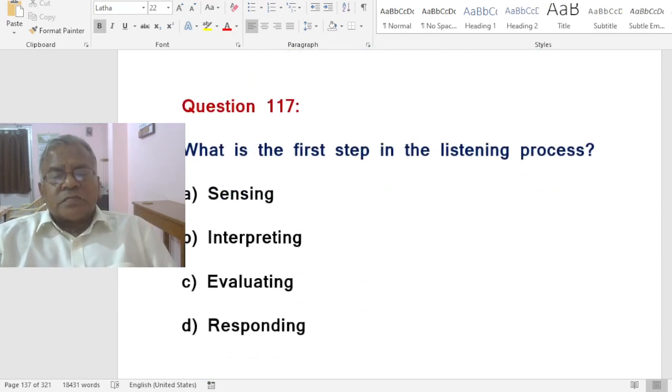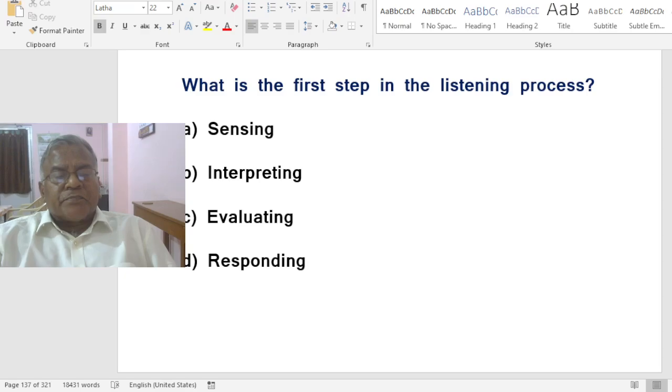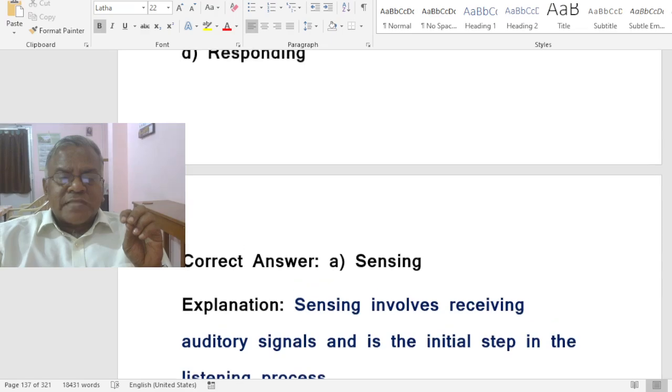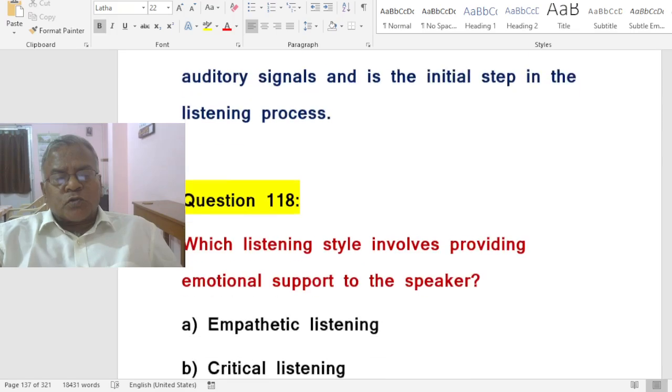What is the first step in the listening process? A. Sensing. B. Interpreting. C. Evaluating. D. Responding. What is the first step in the listening process? That is sensing. Sensing involves receiving auditory signals, and it is the initial step in the listening process.